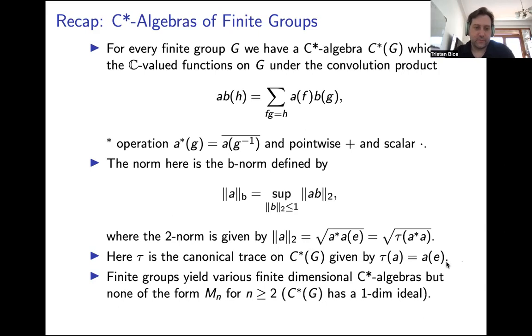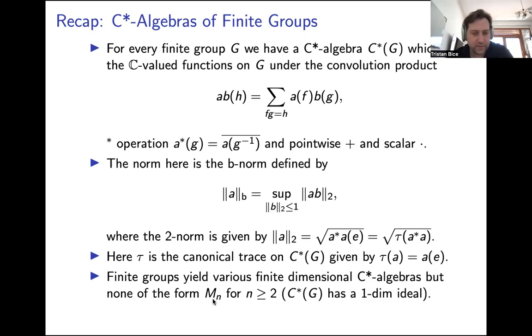Okay, and we had a look at these groups. We did some preliminary investigations, some very basic representation theory of finite groups. And we found in particular that these finite groups all yield finite dimensional C-star algebras, and quite an interesting array of these finite dimensional C-star algebras. But they don't yield all those finite dimensional C-star algebras. The standout example being Mn.